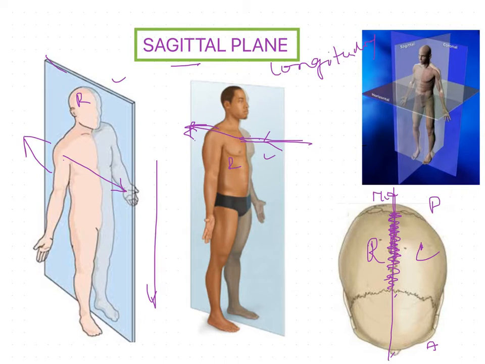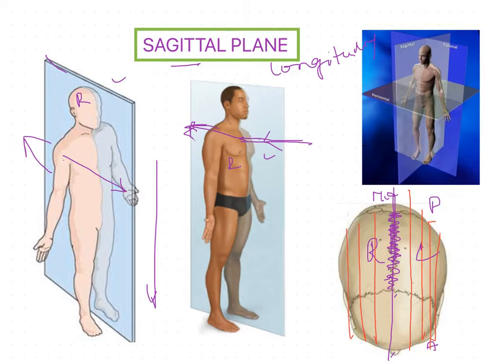The parasagittal plane is also a vertical plane which cuts the body. The plane moves from anterior to posterior and cuts the body, but not exactly at the center, rather beside the mid-sagittal plane. We can cut like this. So these are all parasagittal planes.